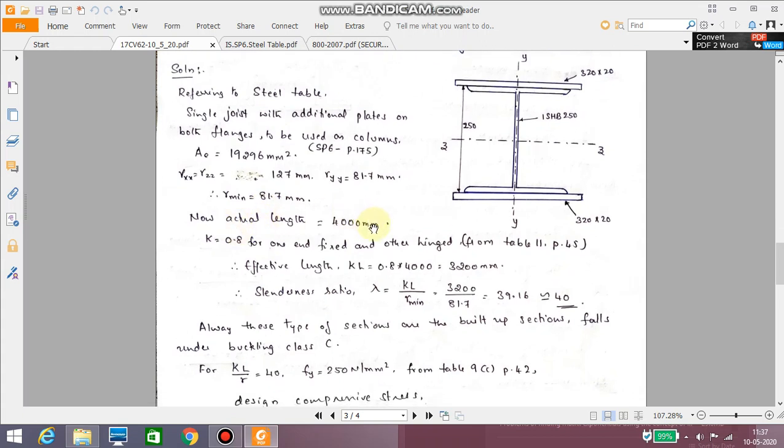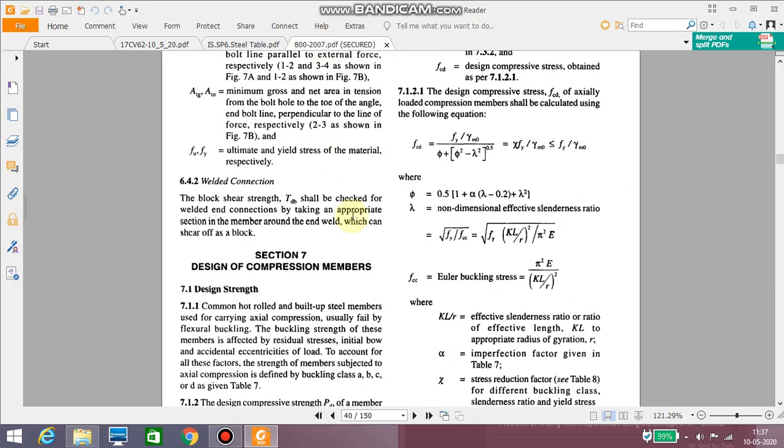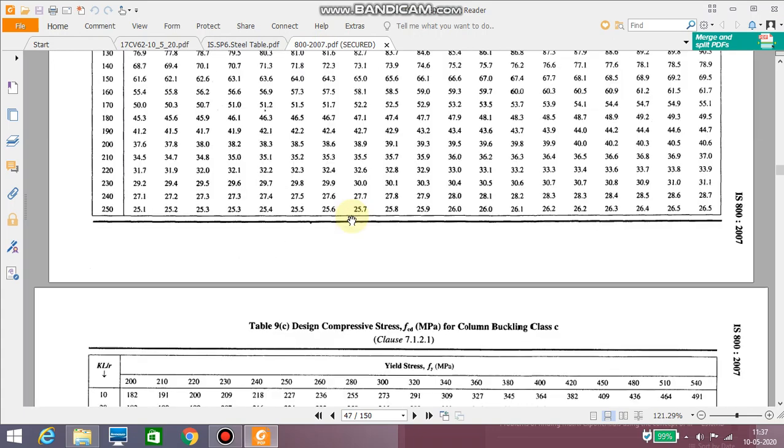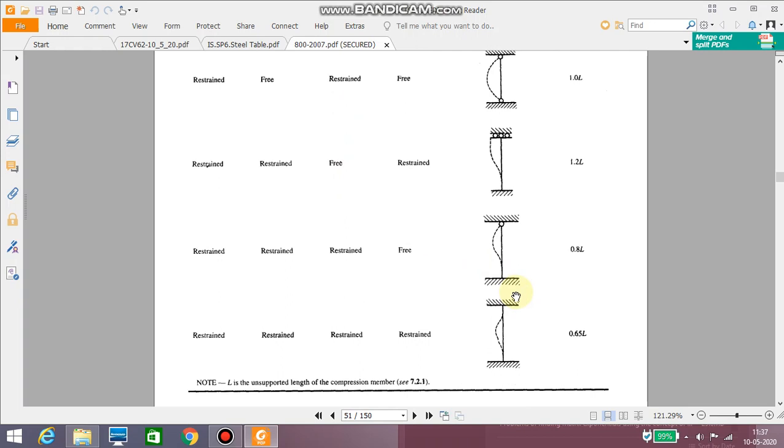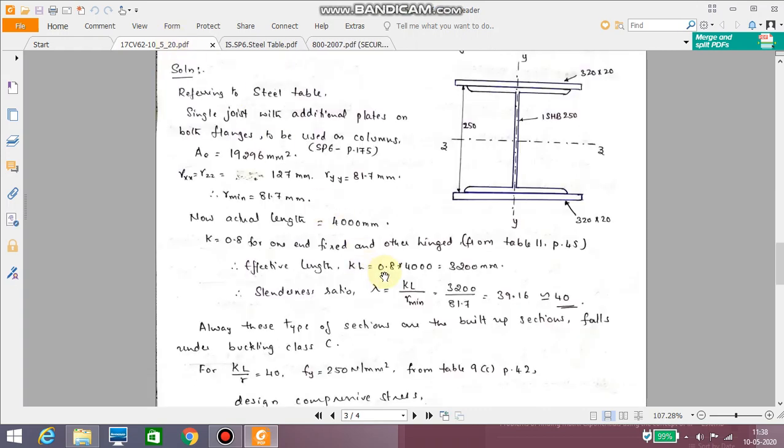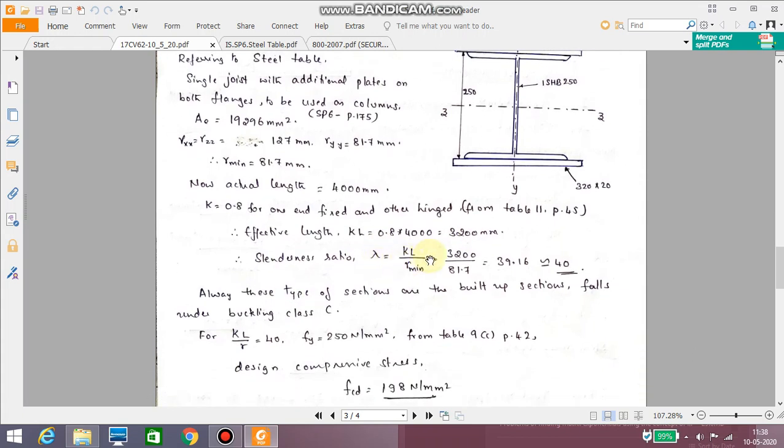The actual length is 4000 millimeter. From table 11 on page number 45, in this table, one end is fixed and the other end is hinged. For this case, the effective length is 0.8 times L. So KL equal to 0.8 into 4000, 3200 millimeter. Therefore, slenderness ratio, lambda equal to KL by r minimum, that is 3200 by 81.7, works out to be 39.16, rounded off to 40.